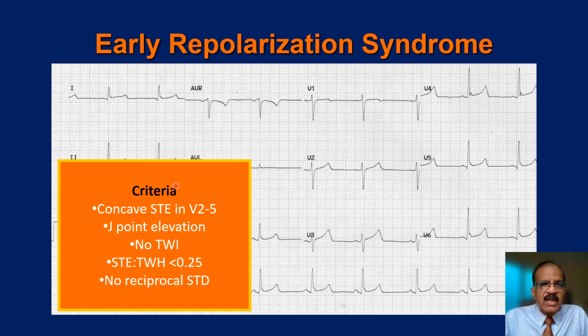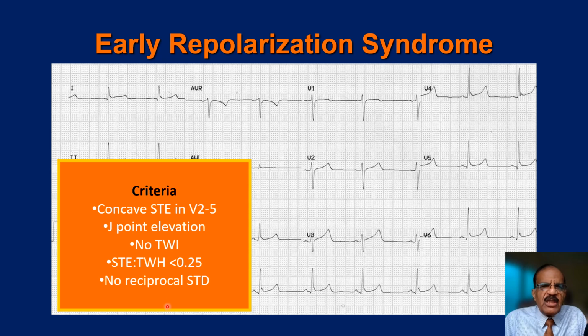So what are the criteria? Concave ST segment elevation, usually in V2 to V5, and there is J point elevation. You see it very obviously here and here and here. J point elevation, and no T wave inversion, and these changes are stable. They do not evolve. I think that is very, very important. If you repeat the ECG, the changes would still be there, no change at all. Occasionally these changes may revert, but they do not evolve over time.